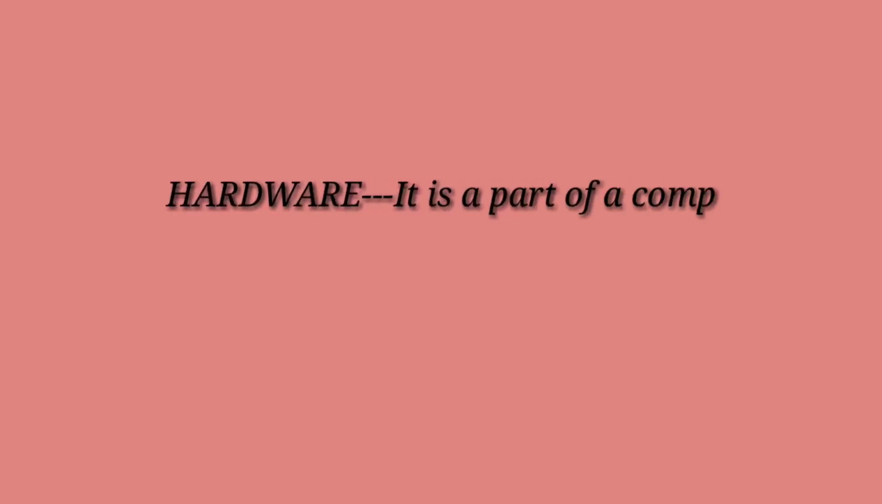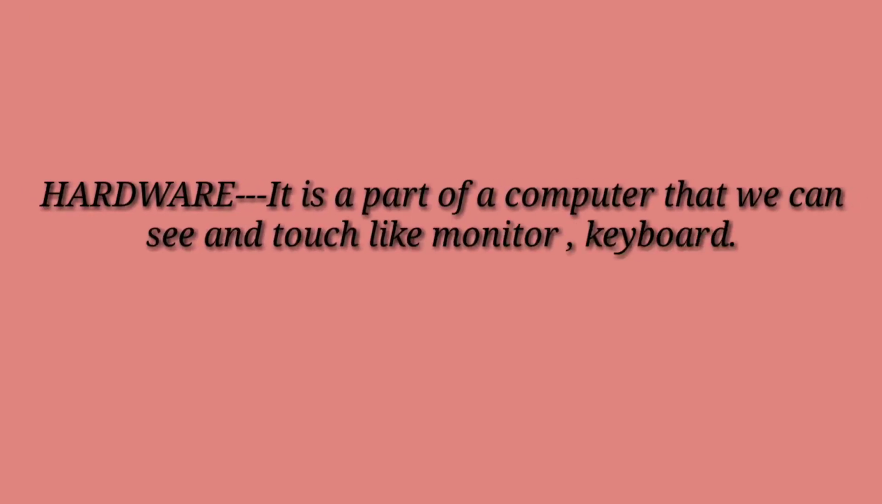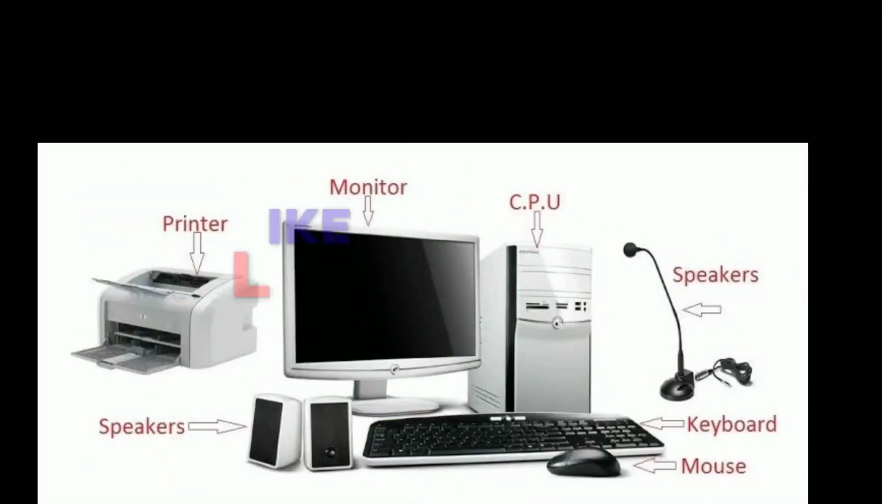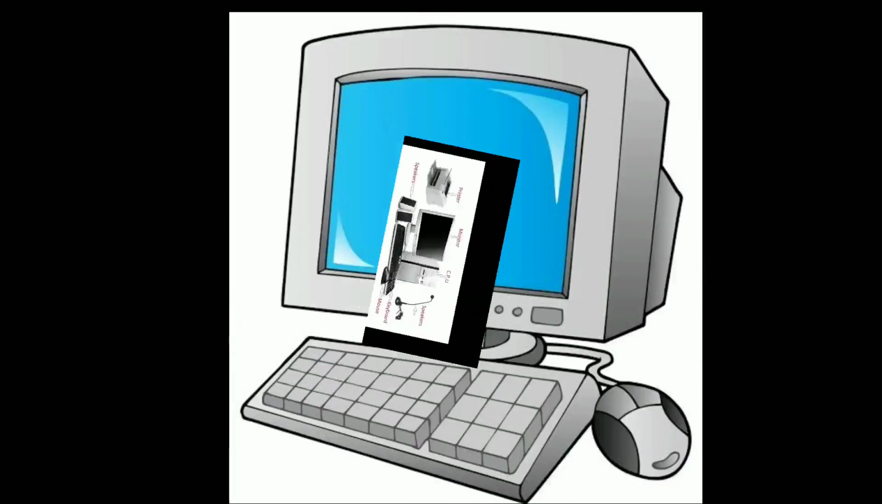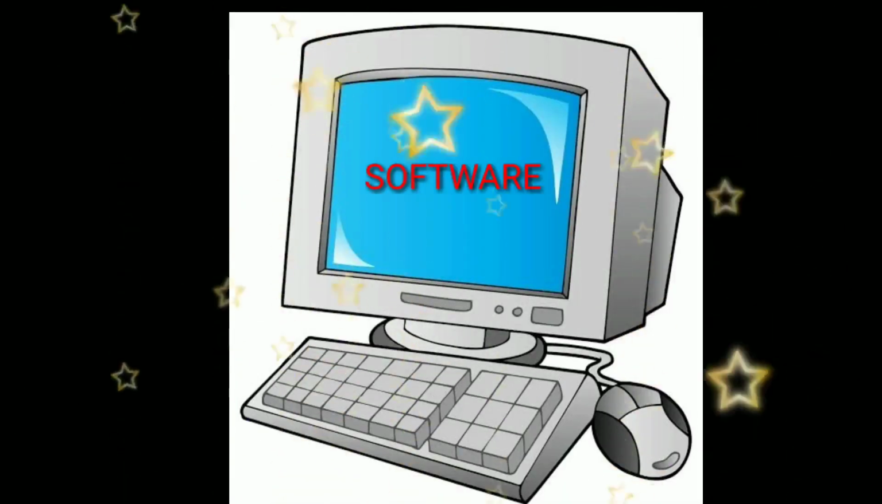Hardware. Hardware is a part of a computer that we can see and touch, like monitor, keyboard, mouse, CPU. Understood? The part which we can see or touch. Next is software.